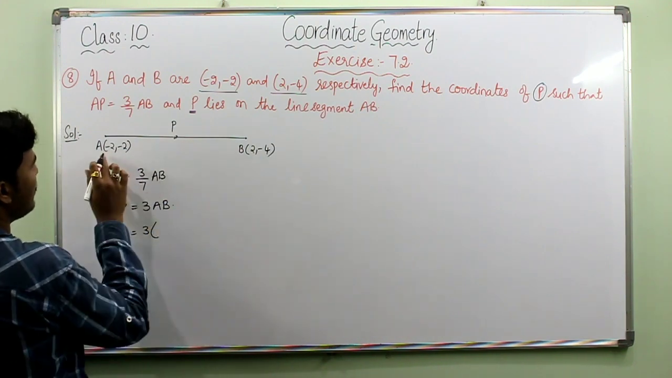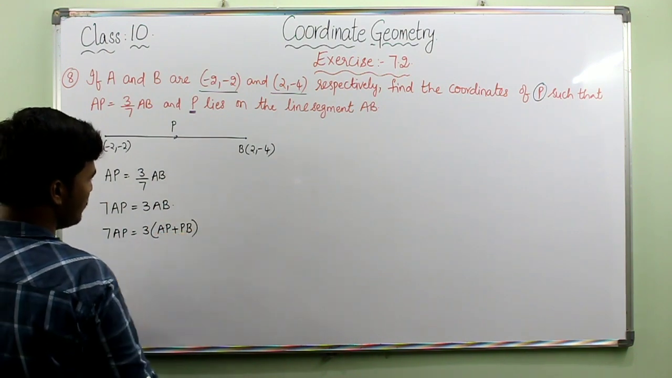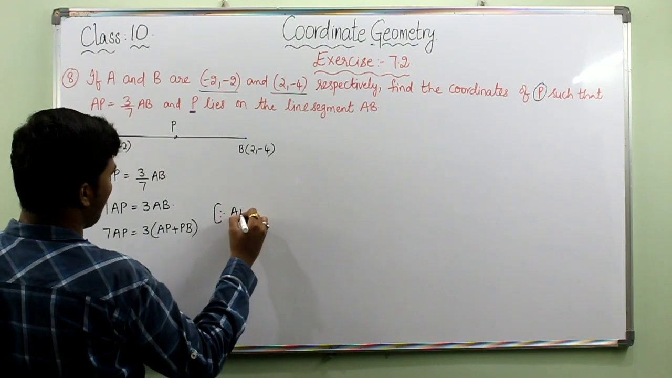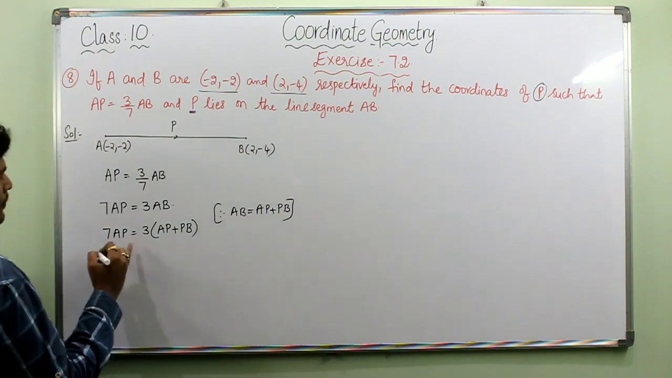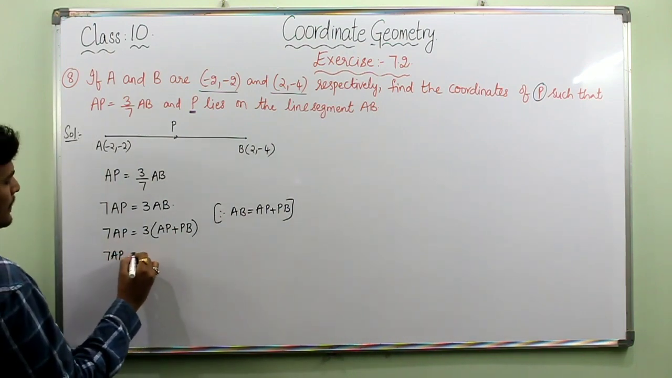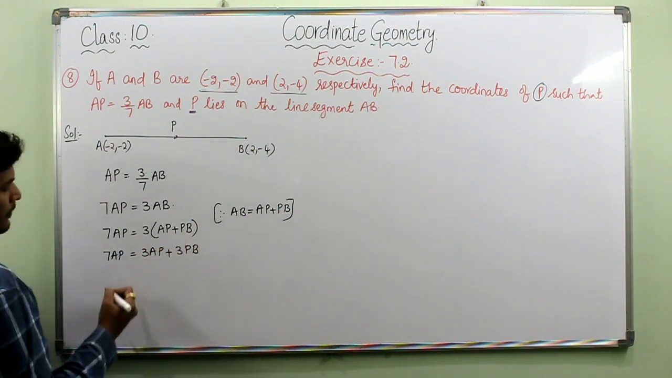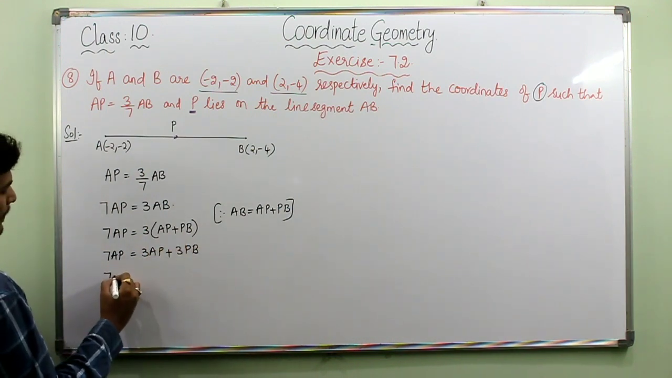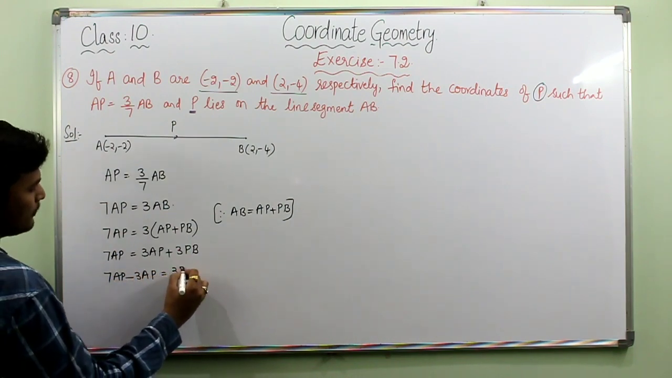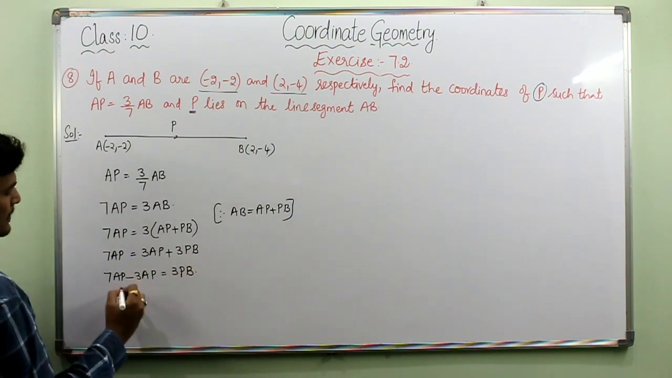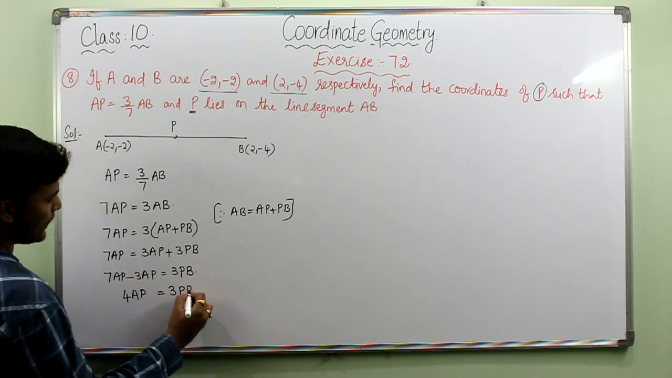This AB is nothing but a combination of AP plus PB. Why? Because AB can be written as AP plus PB. So now it will become 7 AP is equal to 3 into AP plus 3 into PB. Shift this AP term to one side: 7 AP minus 3 AP is equal to 3 PB. 7 minus 3 is 4, so 4 AP is equal to 3 PB.